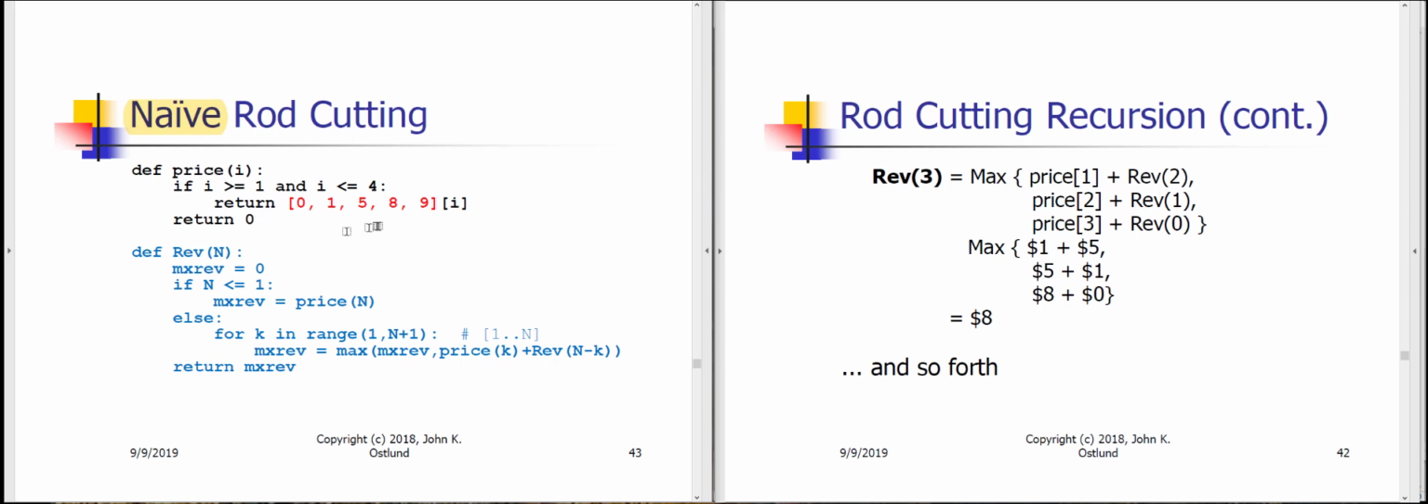Okay, so the first thing that we have in here is our price lookup. We can sell a 1 foot piece of rebar for $1. We can sell a 2 foot piece of rebar for $5. A 3 foot piece for $8, a 4 foot piece for $9. Now, any other length of rebar our customers won't buy, so we get $0 from anything other than a 1, 2, 3, or 4 foot piece of rebar.